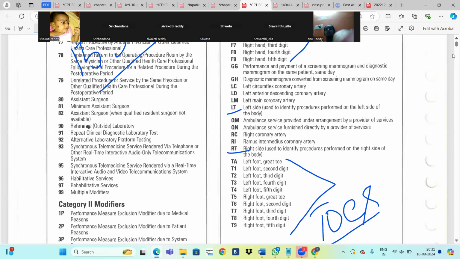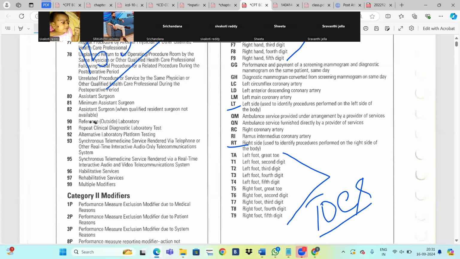So when will you use RT, and when will you use LT? Left side for LT, right side for RT. So what is left, what is right? If a procedure is done on the right side, use the proper modifier.